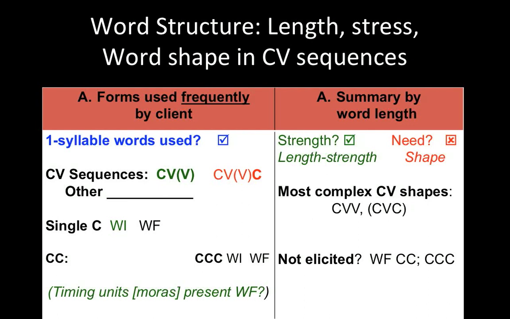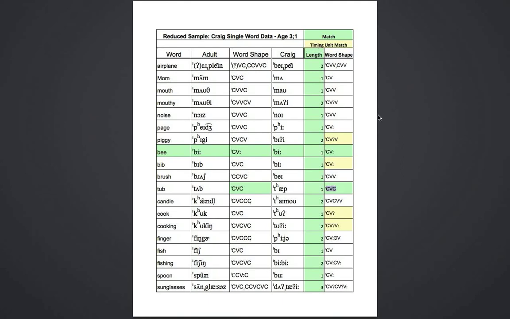There can be a single consonant in word initial or word final position, and consonant clusters with 2 consonants and consonant clusters with 3 consonants. How do you think we would mark this section for Craig? Well, looking at his data, he only seems to use single consonants. I can't seem to find any instances of consonant clusters. So consonant clusters would therefore be a need, and we would color them red.